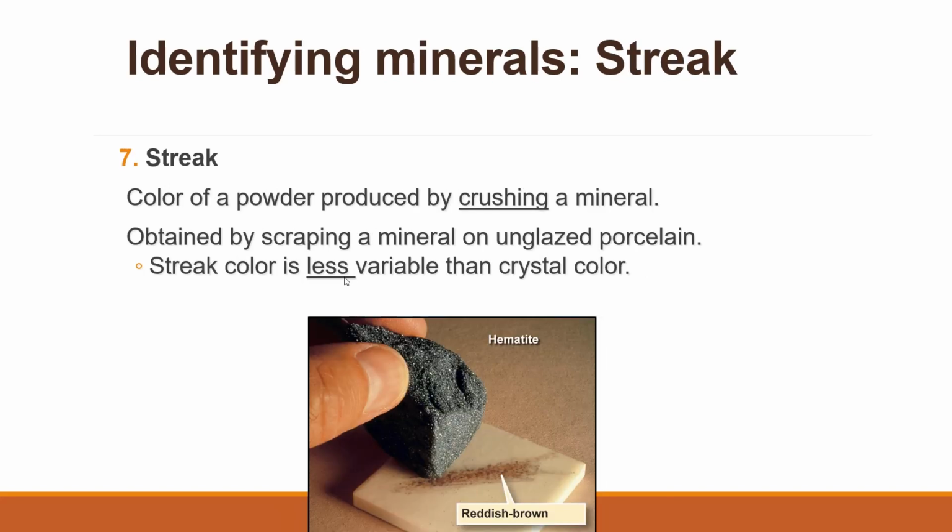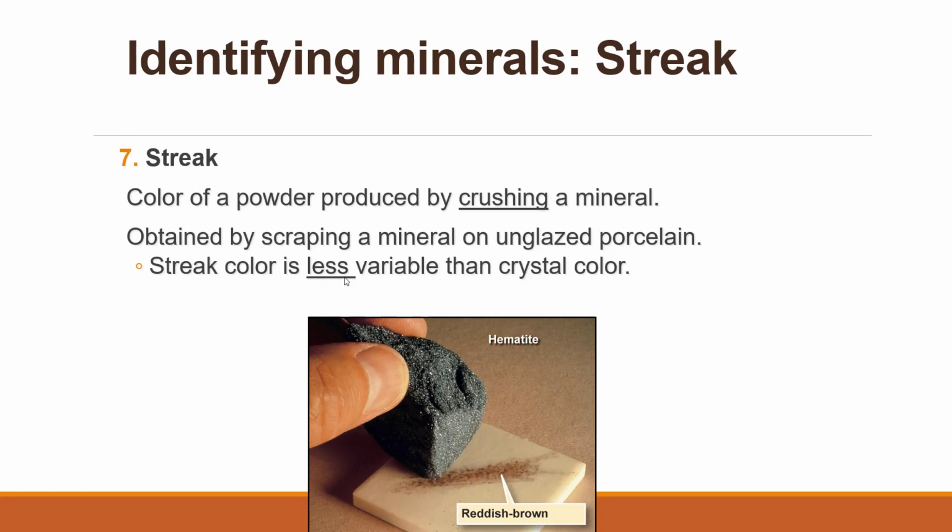A more diagnostic property than color is streak. So streak is the color of a powder produced by crushing the mineral. This tends to be more consistent for minerals. So what we do is we scrape our mineral on unglazed porcelain. It's called a streak plate. The streak color, again, is going to be less variable than the crystal color.